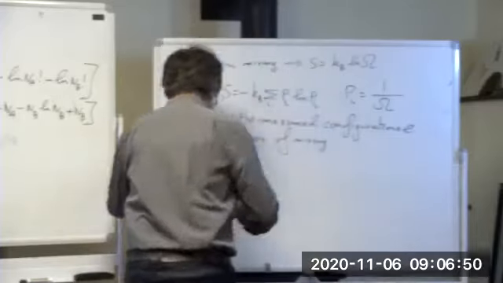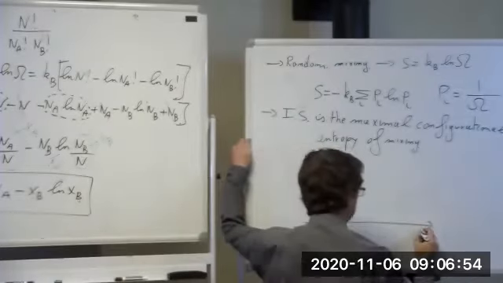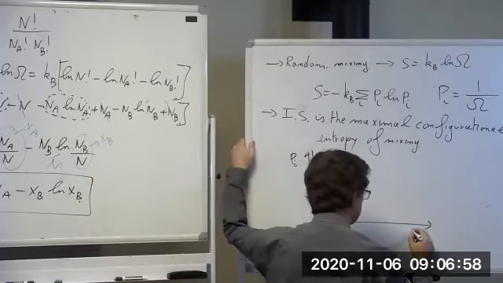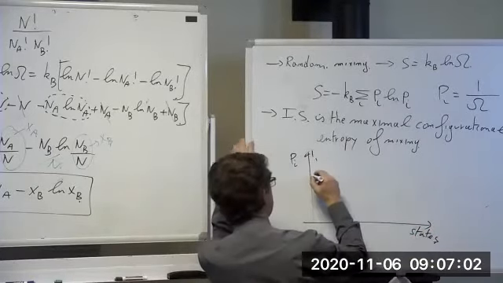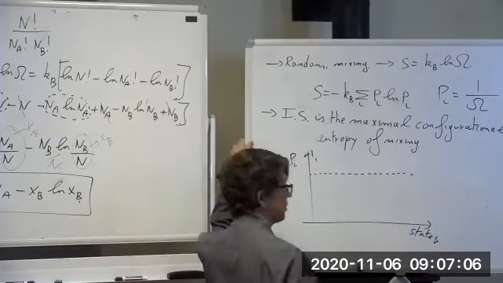Because if I were to plot sort of a probability versus, say, states, so if I have a fully random system, then the probability is flat, right? It's the same for every state.